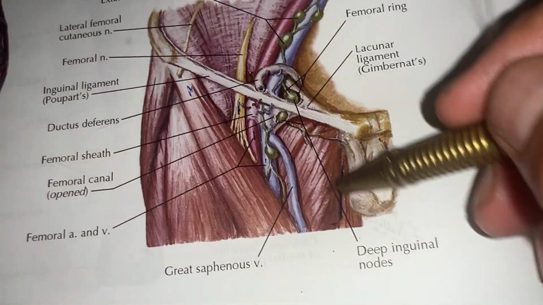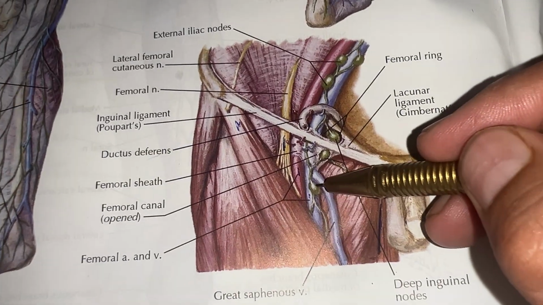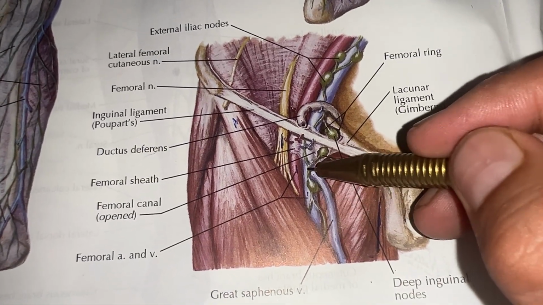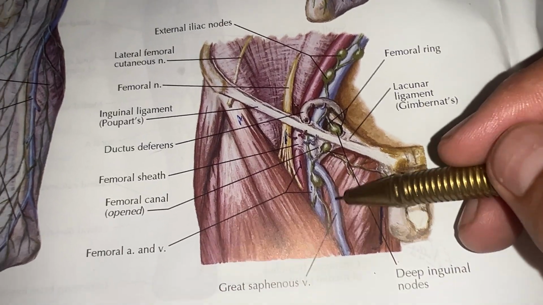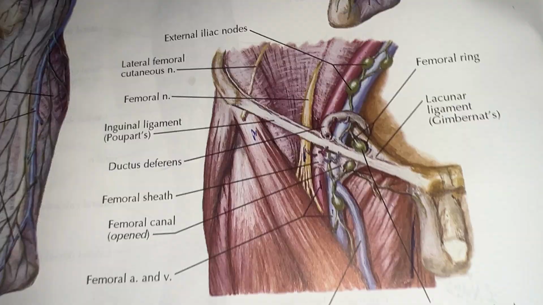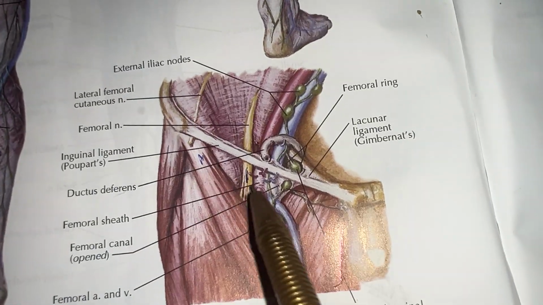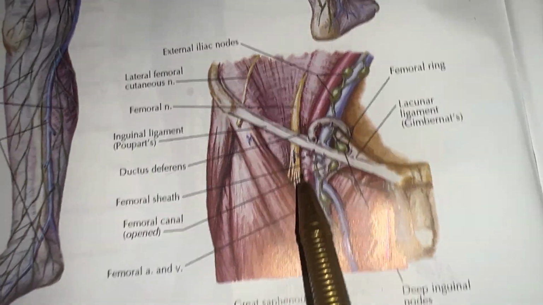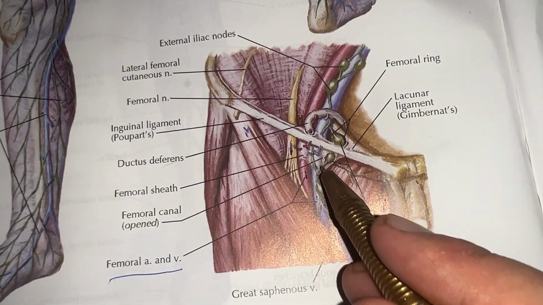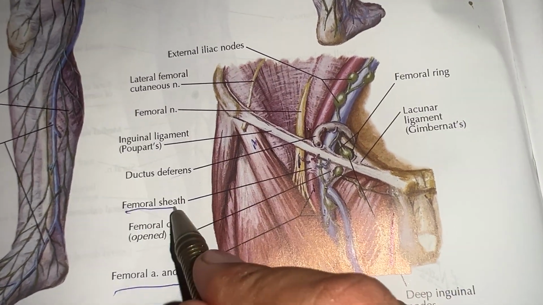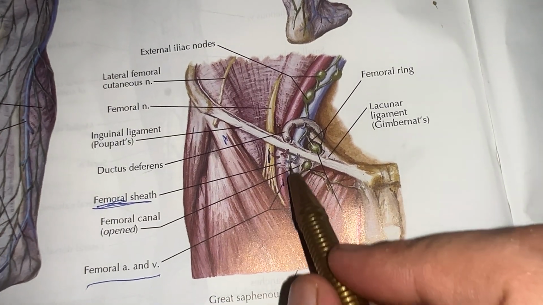This vein is the superficial vein, the great saphenous vein, which will drain into the femoral vein, and it travels through the saphenous opening. So this is the femoral triangle. The femoral vessels, the femoral artery and femoral vein, are covered by fascia called the femoral sheath.